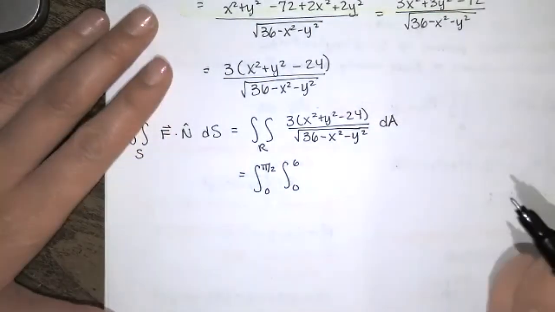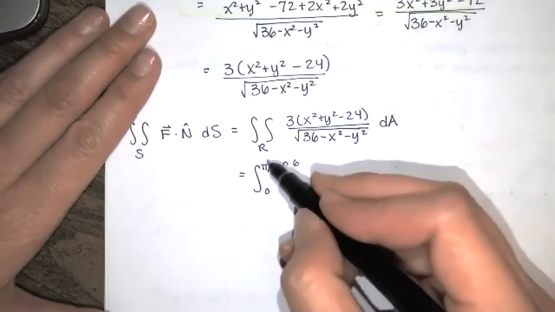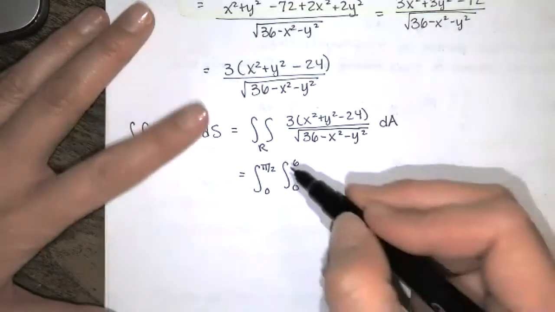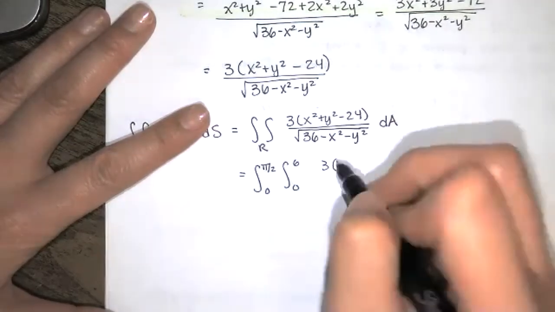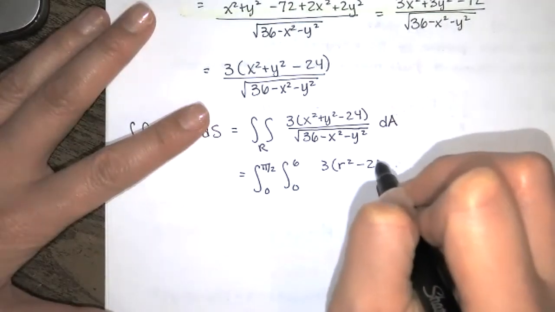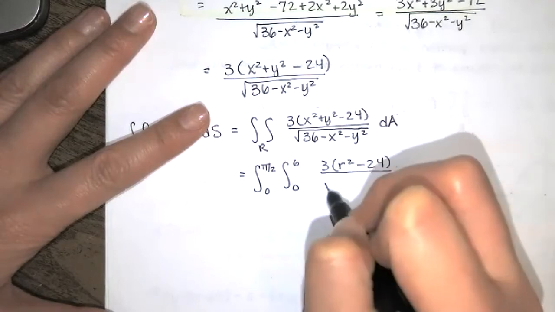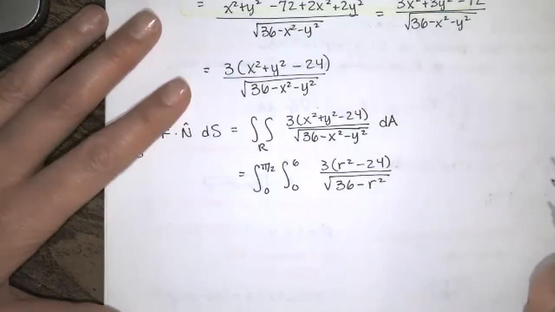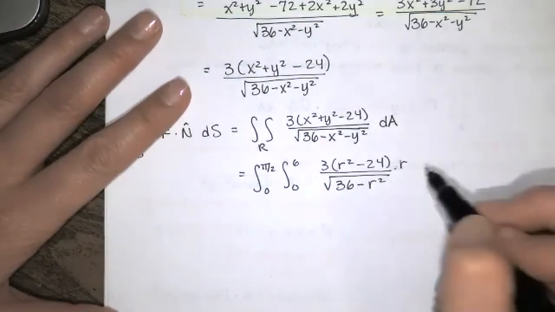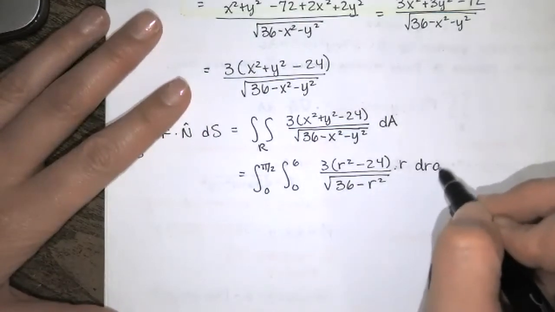Okay, so let's write everything in terms of polar coordinates. So theta goes from 0 to pi over 2, R goes from 0 to 6. We've got 3 times x squared plus y squared can be replaced with an r squared. And then down here we've got 36 minus r squared. And that dA can be written as r dr d theta.